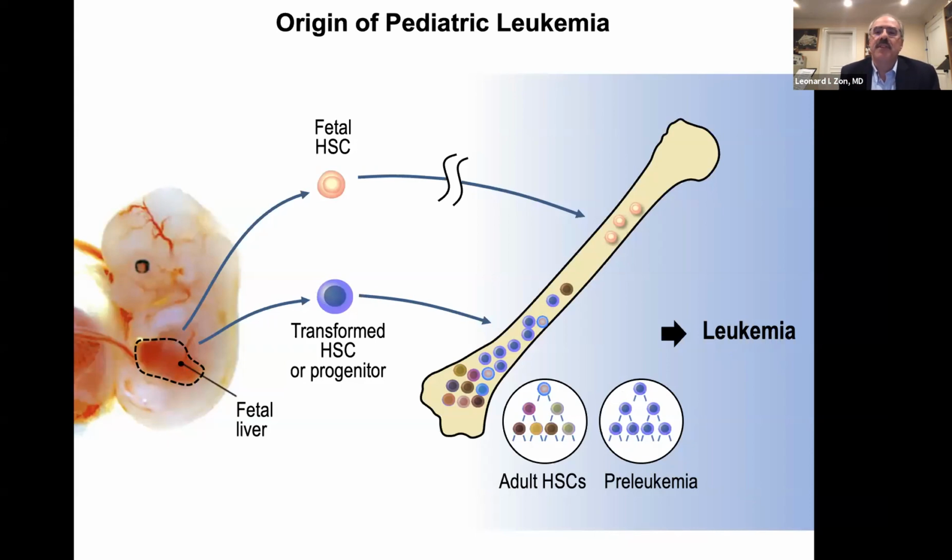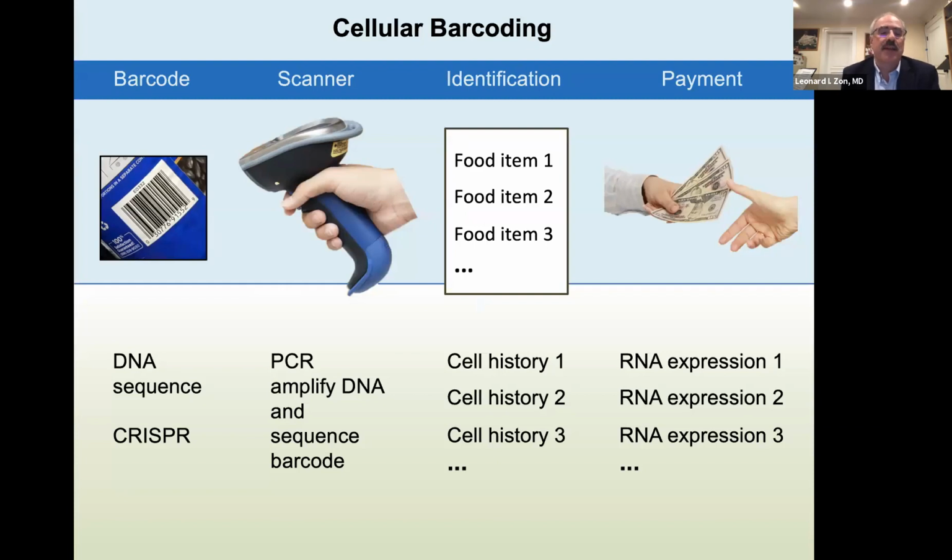And I believe that some of the technology that I'll talk about using cellular barcoding may actually be able to lead to an understanding of which cell started the pediatric leukemia and also when that occurred during development. And I think this cellular barcoding is very exciting as a new topic.